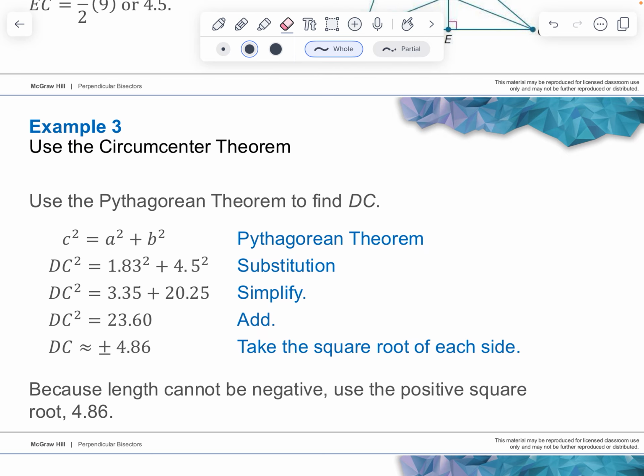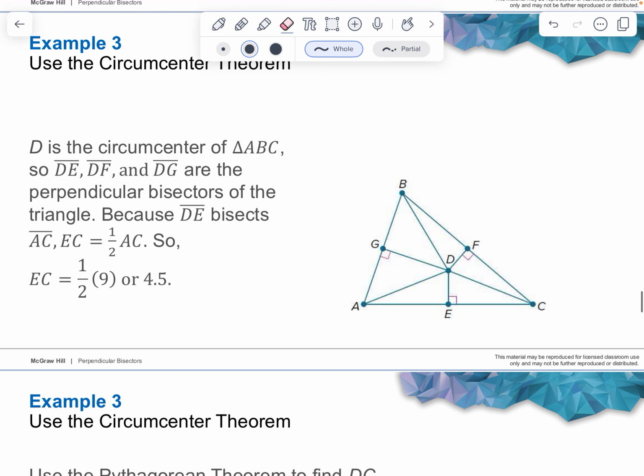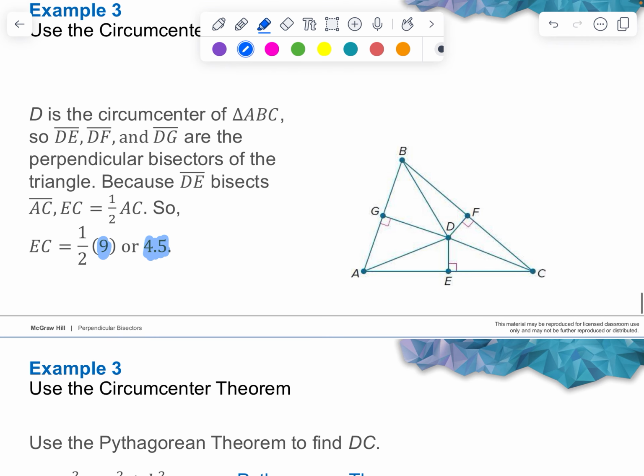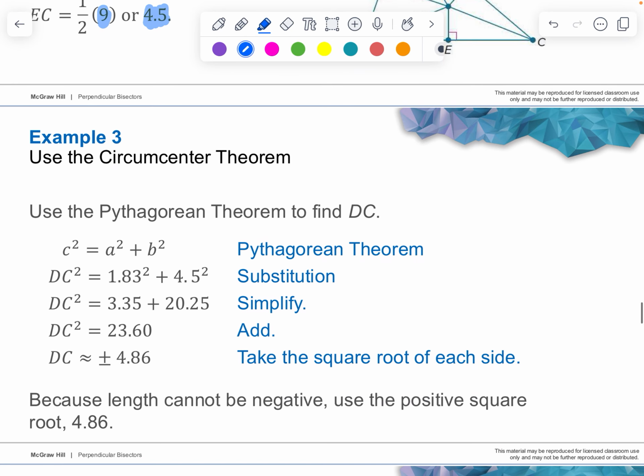So they've solved that out. Here we go. Here's the fill in the blanks that they gave you. EC is half of 9, or 4.5. All right. And then we're going to use the Pythagorean theorem to find that DC. So DC squared is going to equal 1.83 squared plus 4.5 squared, which is going to equal 23.6, which is about 4.86. Okay, so now we know what DC is, and DC is the same as DB or BD.